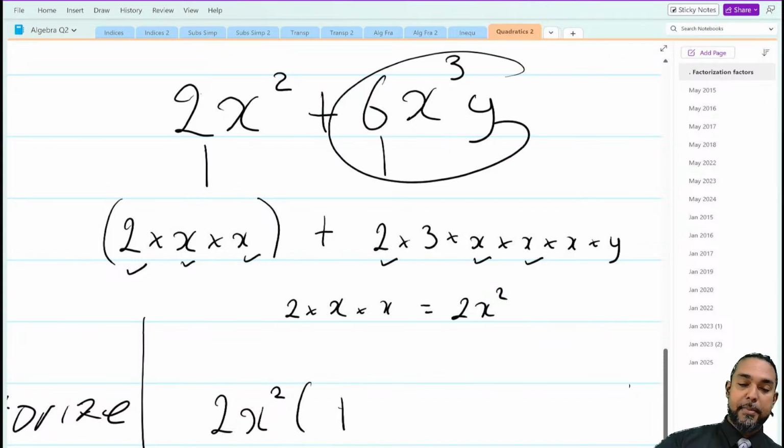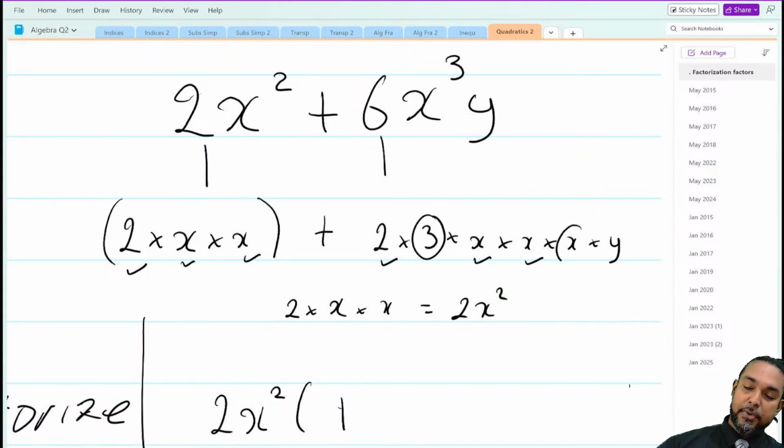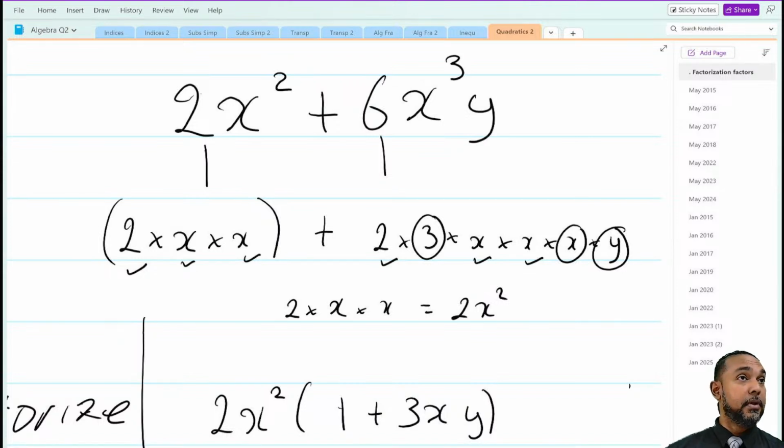Now, if you divide 6x cubed y by 2x squared, technically speaking, we don't actually have to divide based on how we did it here. All we have to do is look at what's left over that is not common. What do we have? 3xy. Right?